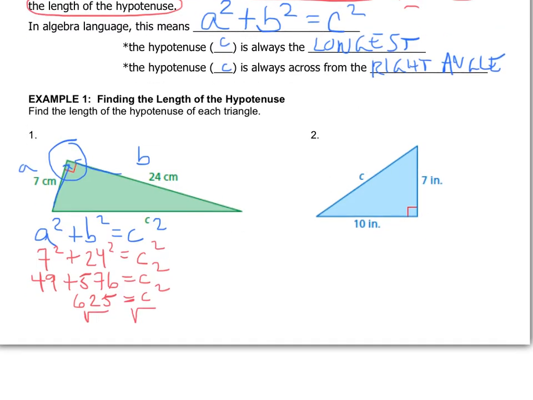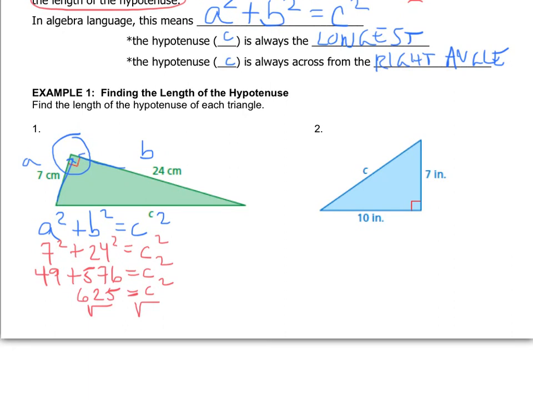Need a little more room here. And after I've taken the square root of both sides, C is going to equal 25. And notice that I don't say positive or negative. C would have to be 25 centimeters because the length of a triangle side would always be positive, so we wouldn't include the negative 25.